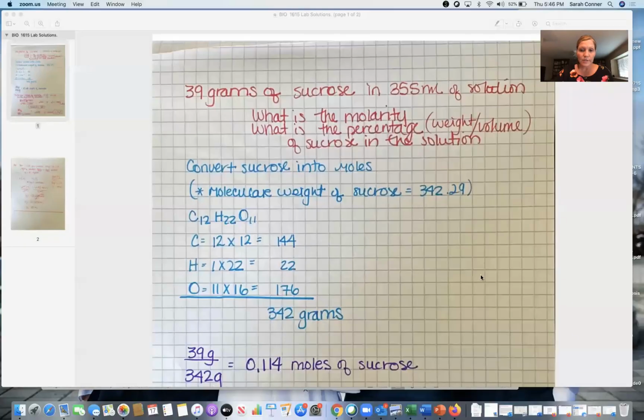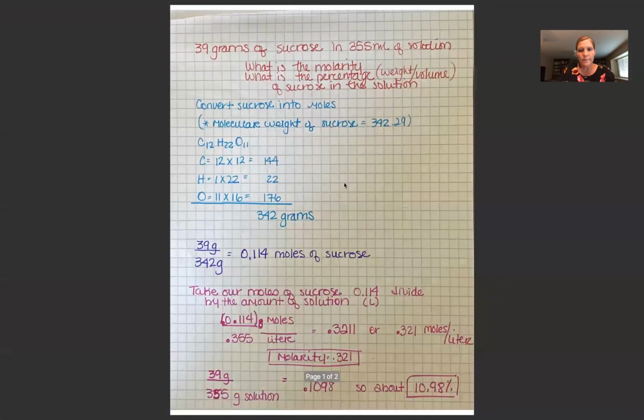And we're going to go through these problems that you guys are somewhat struggling with. The first problem we're going to go over is the 39 grams of sucrose in the 355 milliliters of solution. So they're asking you to take that and come up with the molarity of that problem, and then the percentage of sucrose in that solution using the weight divided by the volume. So right now, let me just make this a little bit bigger.